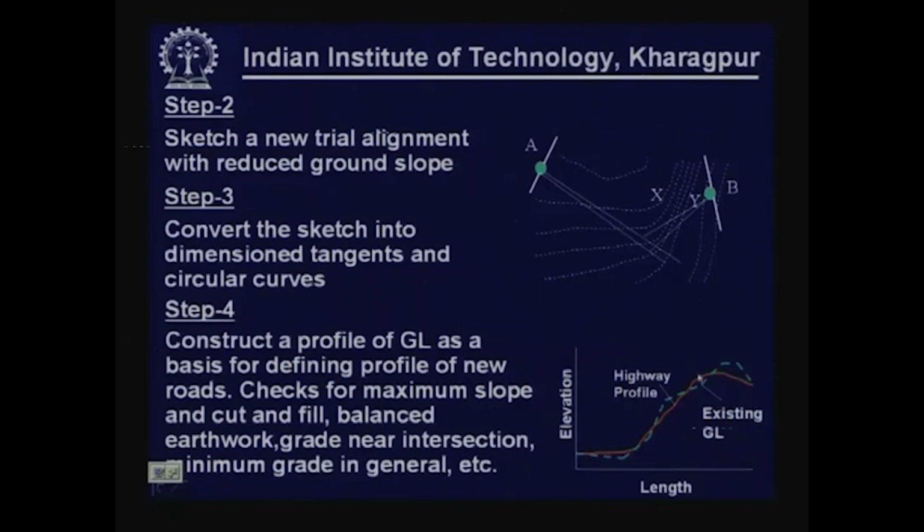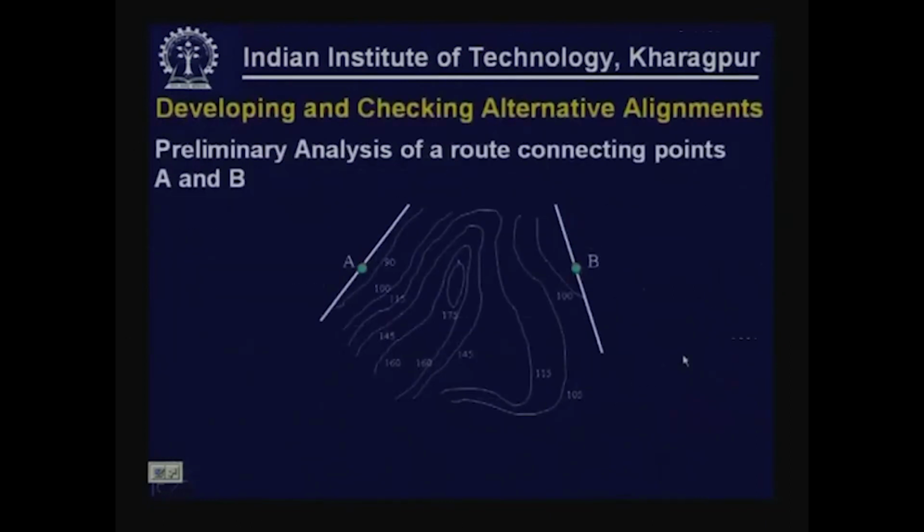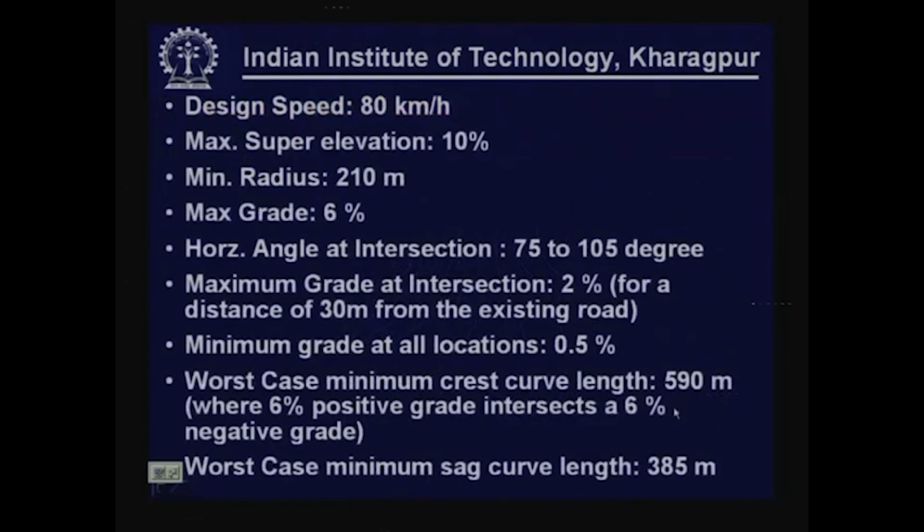Okay. So, now I will show you the process for developing and checking alternative alignments. It is again a hypothetical example. Let us consider that we have to connect this point A and point B. The topography is known, so the contour lines are known. So, preliminary analysis of a route connecting point A and point B. This is an example of design control.